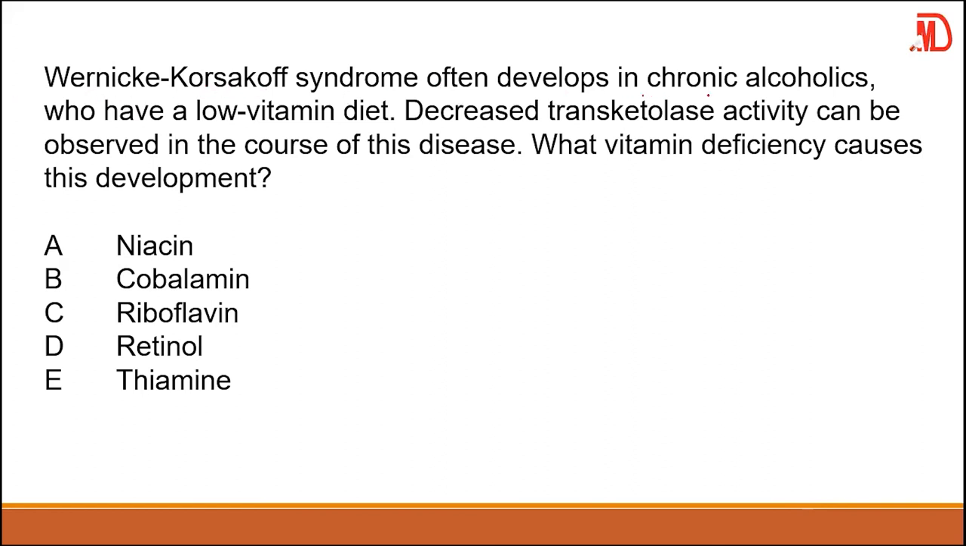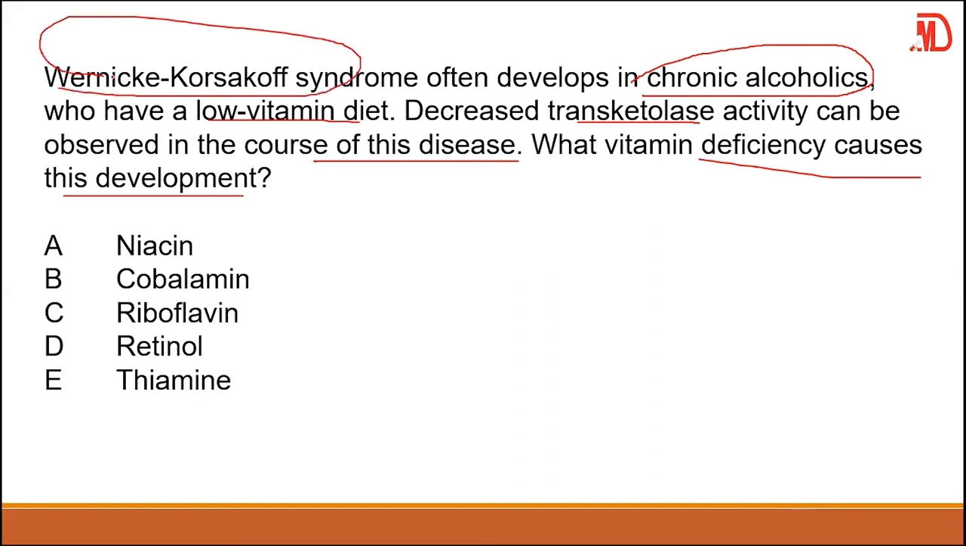Wernicke-Korsakoff syndrome often develops in chronic alcoholics who have a low vitamin diet. Decreased transketolase activity can be observed in the course of this disease. What vitamin deficiency causes this development? Guys, we are looking at Korsakoff syndrome, and Korsakoff syndrome is basically when there is a deficiency of thiamine, which is vitamin B1.